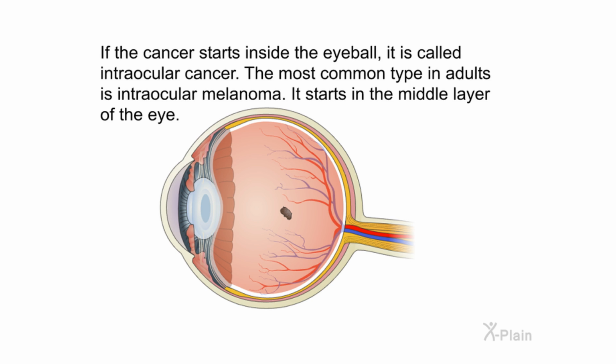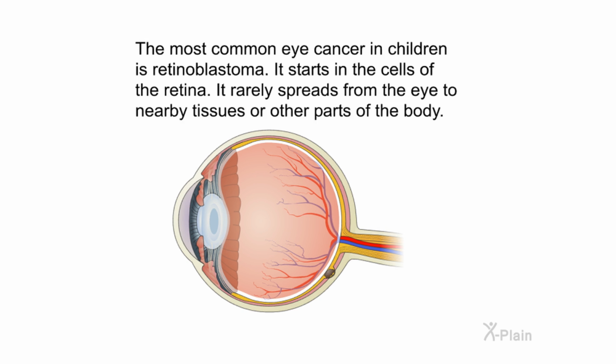If the cancer starts inside the eyeball, it is called intraocular cancer. The most common type in adults is intraocular melanoma. It starts in the middle layer of the eye. The most common eye cancer in children is retinoblastoma. It starts in the cells of the retina. It rarely spreads from the eye to nearby tissues or other parts of the body.